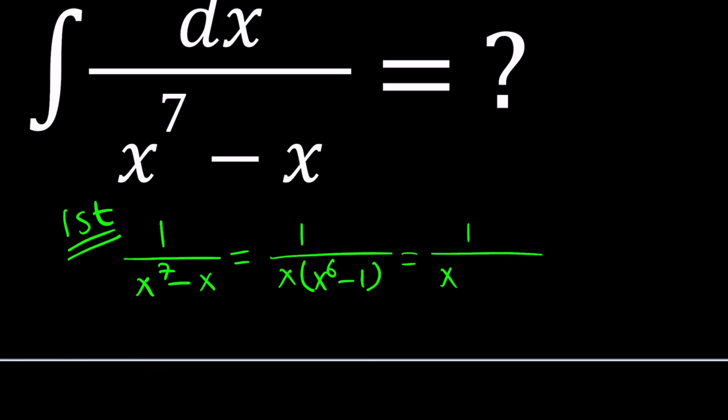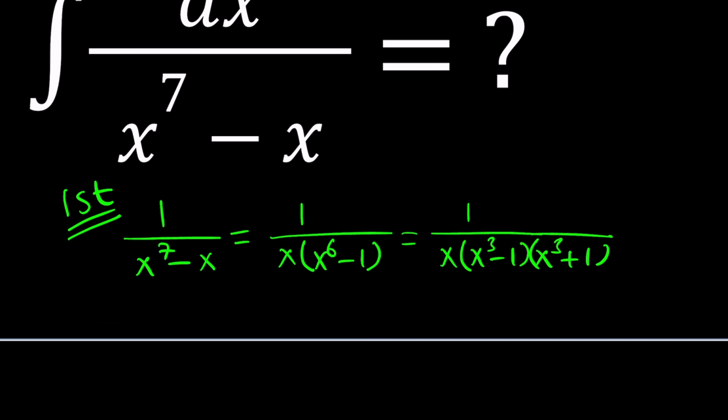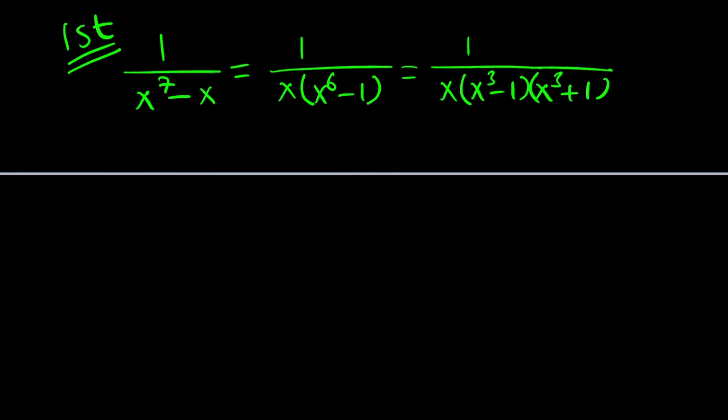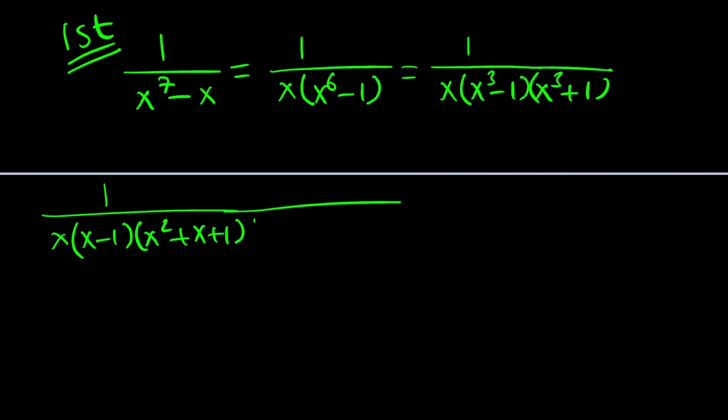With the difference of two squares, this gives us x to the 3rd power minus 1 and x to the 3rd plus 1. Now from here, we can factor this even more because x cubed minus 1 is a difference of two cubes. So we can write it as x minus 1 times x squared plus x plus 1. And x cubed plus 1 can be written as x plus 1 multiplied by x squared minus x plus 1. So we get a gigantic expression from here.